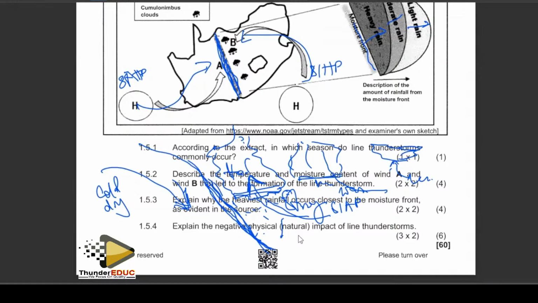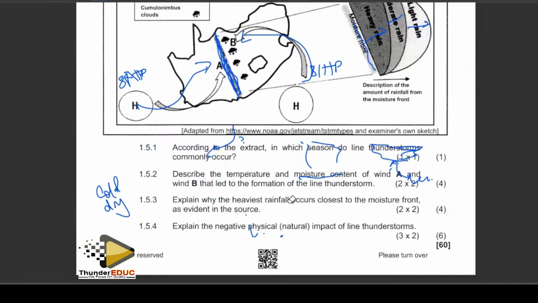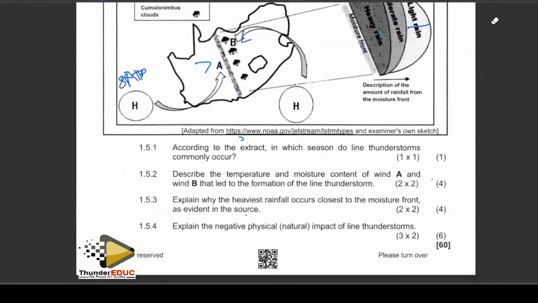The next question is talking about what? Explain the negative physical or natural impact of line thunderstorms. The question is talking about physical or natural, so you should be articulate with that particular question.